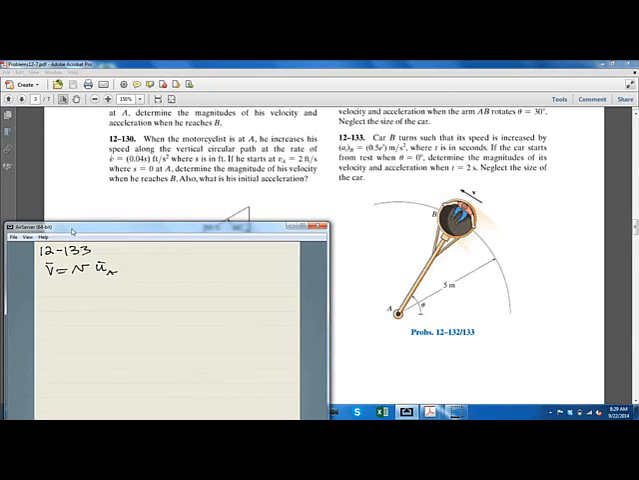Okay, they want me to find the velocity, or the magnitude of velocity. All I need is the speed. How am I going to find the speed? Integrate. Yeah, they told me the v dot, right? They said the acceleration in the tangent direction. That's v dot. Let me write that down, just so we remember.